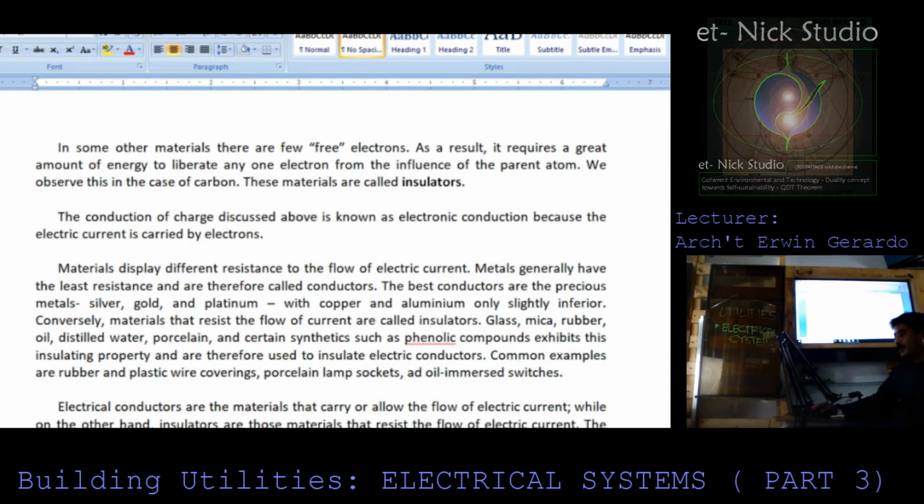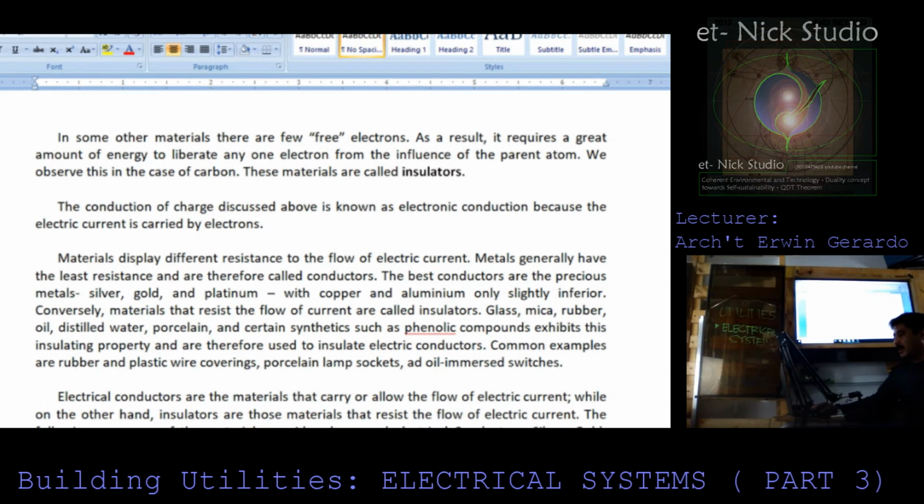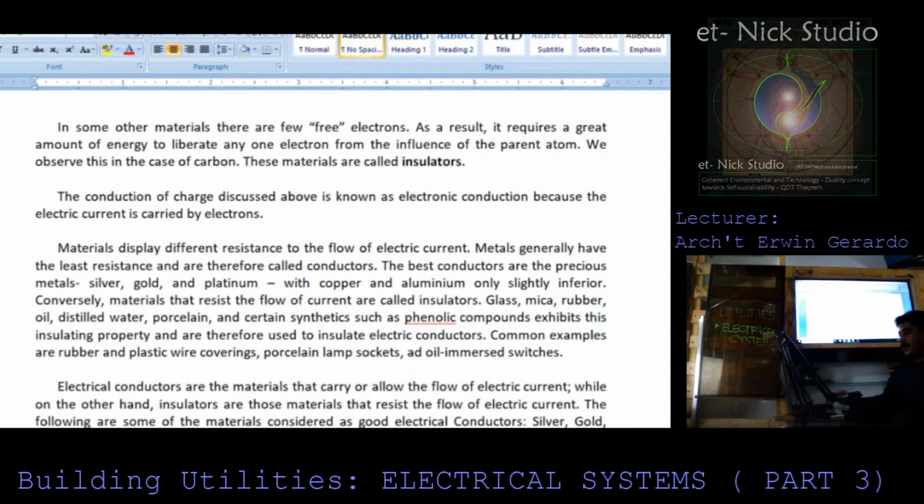In some other materials, there are few free electrons. As a result, it requires a great amount of energy to liberate any one electron from the influence of the parent atom. We observe this in the case of carbon. These materials are called insulators. The conduction of charge discussed above is known as electronic conduction because the electric current is carried by electrons.